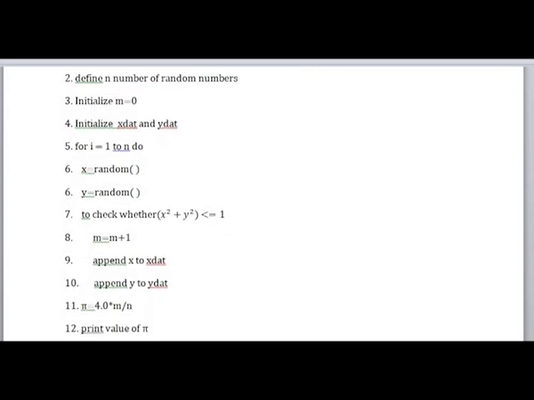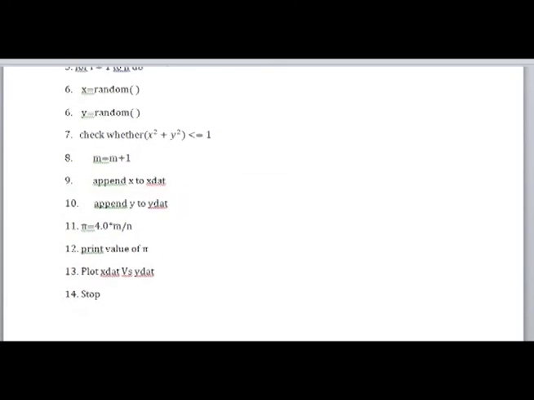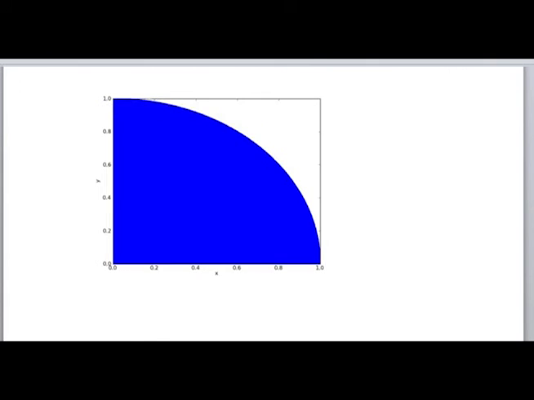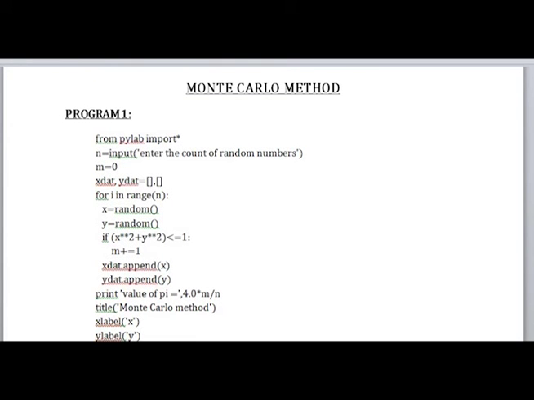We'll assign random numbers for x and y. Check whether x square plus y square is less than or equal to 1. Then m becomes m plus 1. Append x to x dot and y to y dot. Then print the value of pi. Then plot x dot versus y dot and stop. It is easy. It is one of the simplest programs, and it is very easy to code without much confusion. Okay, x square plus y square less than or equal to 1, m is equal to m plus 1. And here I am appending these values.